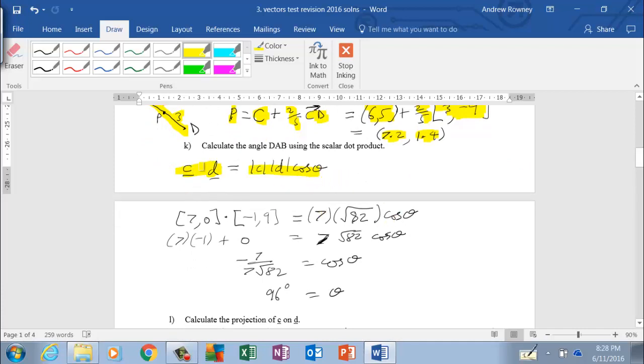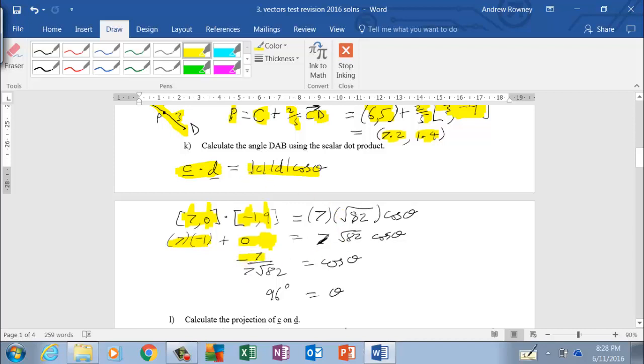Now we know the numerical way of doing a dot product is you do C1 D1 plus C2 D2. So that's this vector times that vector, and we do C1 times D1, which is that one, plus C2 times D2, 0, and that should say 9 there. 0 times 9, which is 0. So that's minus 7, which is here.